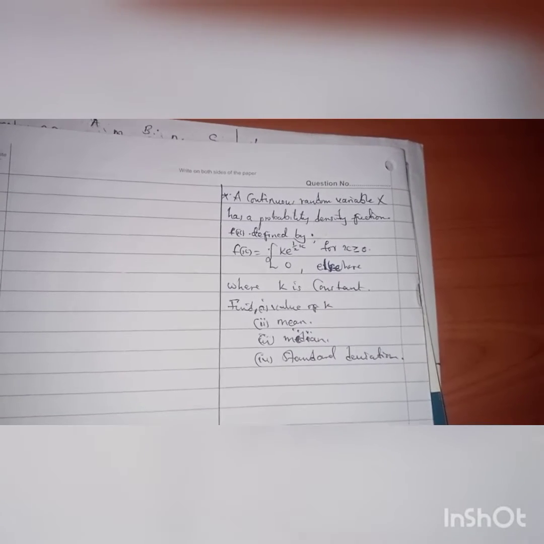So given a continuous random variable x has a probability density function defined by f(x) equals a constant k multiplied by e raised to the power half x. We have been asked to determine the constant for that probability density function for x. Determining the value of k is the first step for that question.